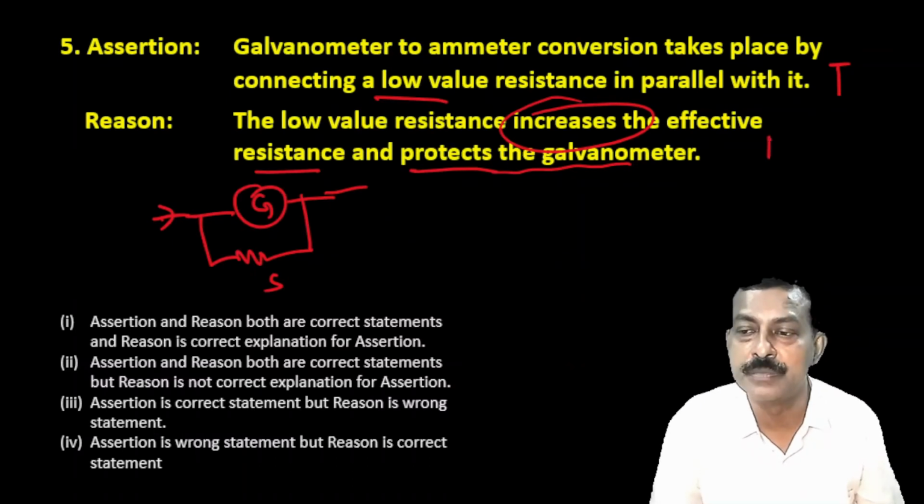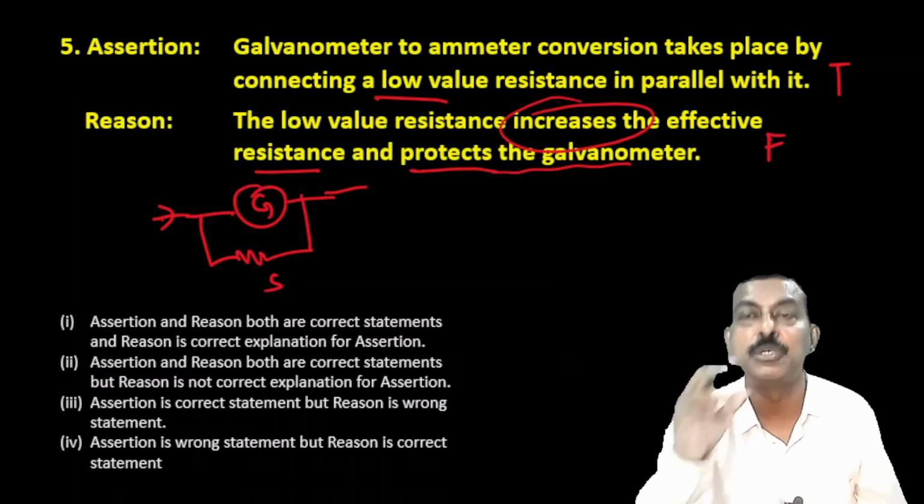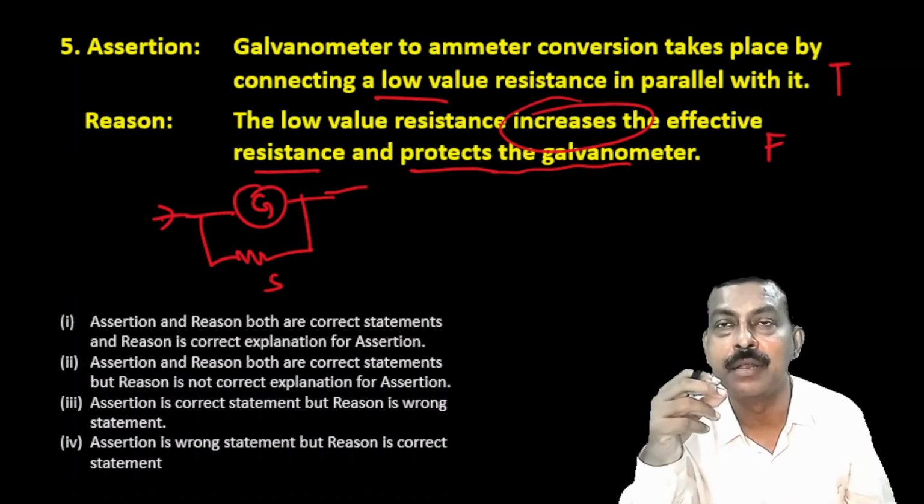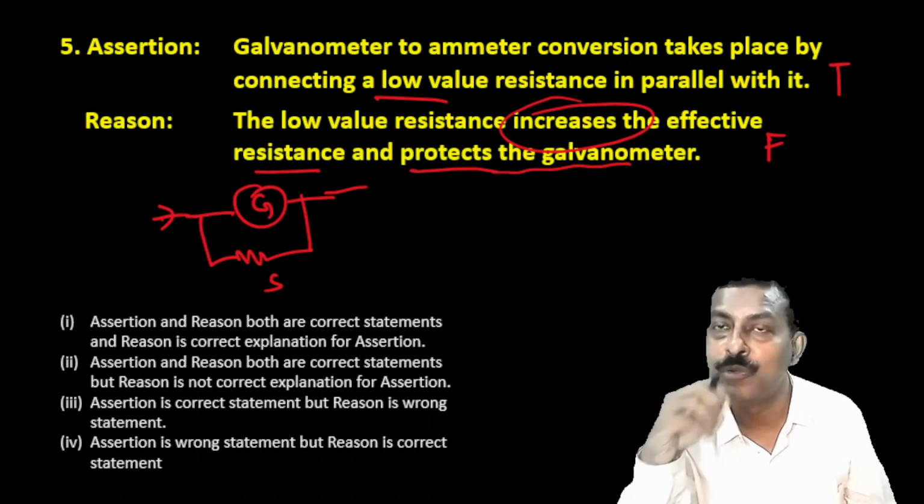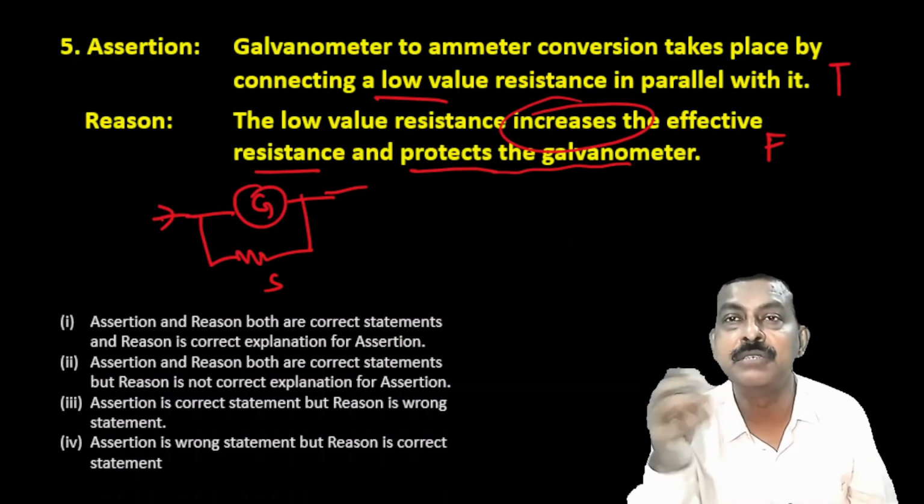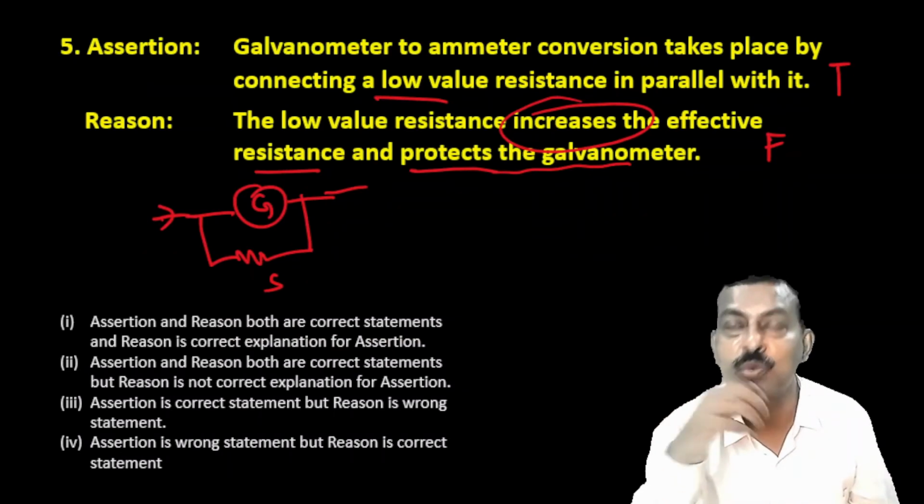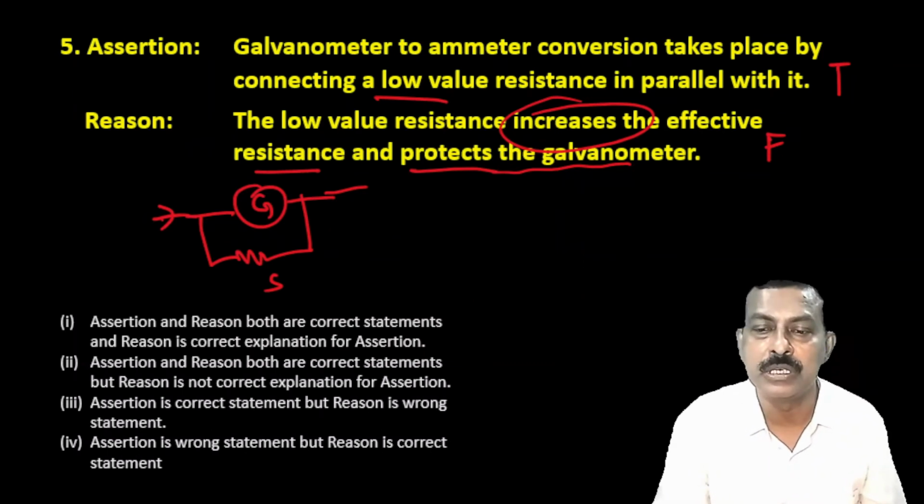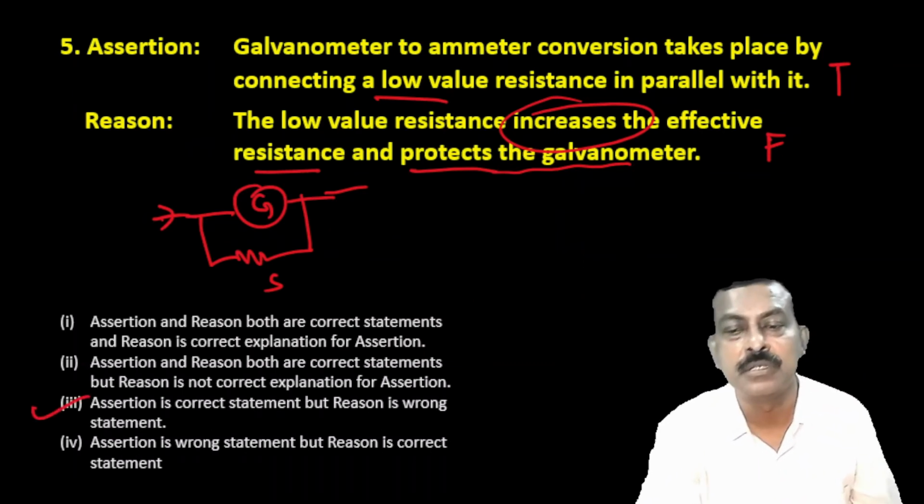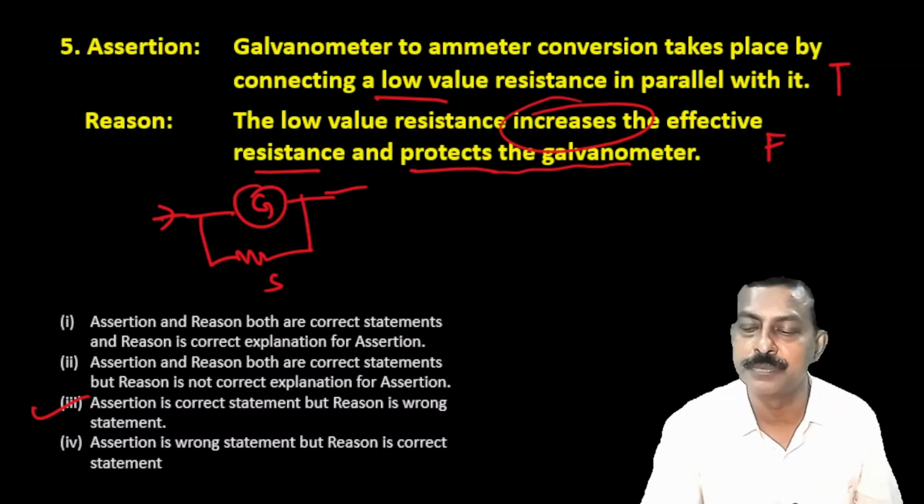This is false. Because if two resistances are connected in parallel, the equivalent resistance will have a value less than the individual resistance of the two resistors. So that means here the assertion is true, the reason is false. So the third one is the correct option.